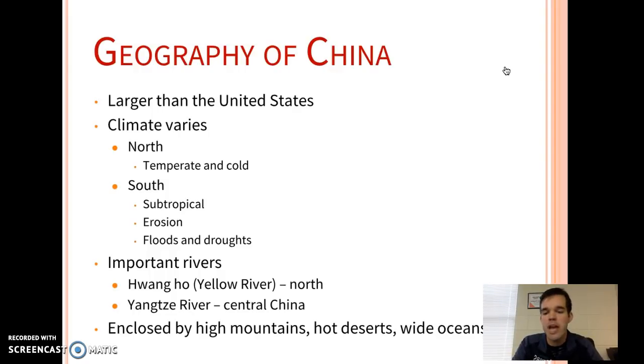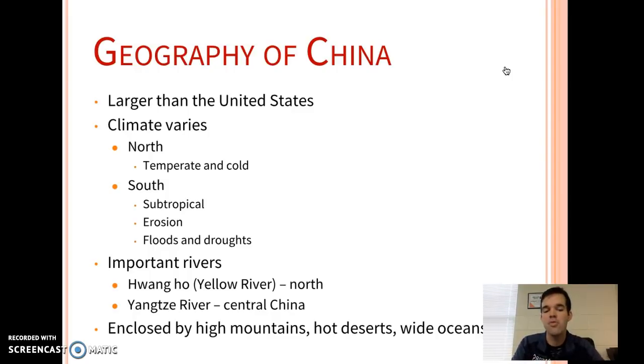In the central part of China, you have the Yangtze River, and most of the people in the barren land of northern China live around the Yellow River, the Hung Ho, and the Yangtze River.